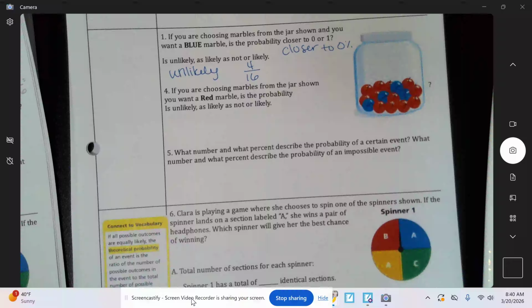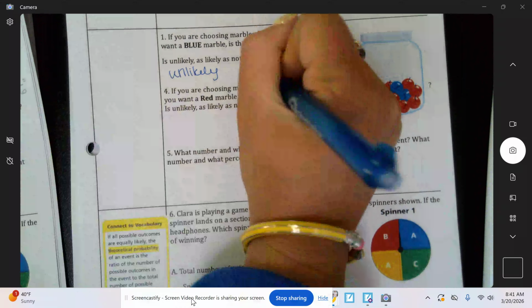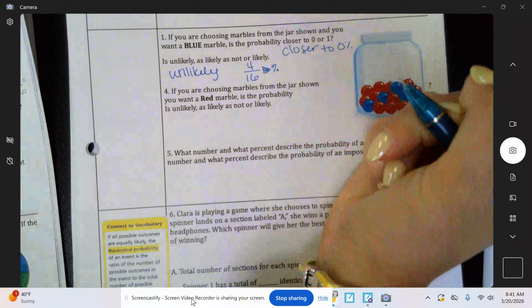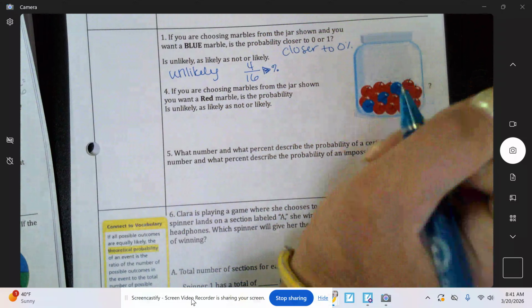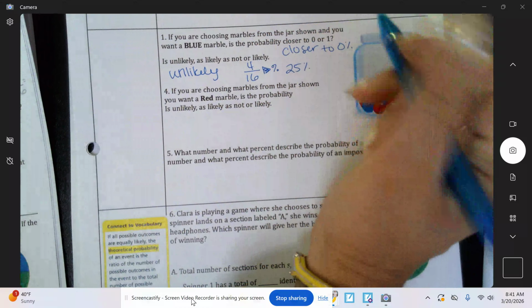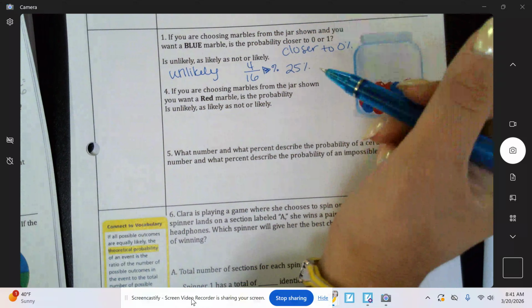What is 4 over 16 as a percent? And where does 25% land us? Unlikely. So we were right.